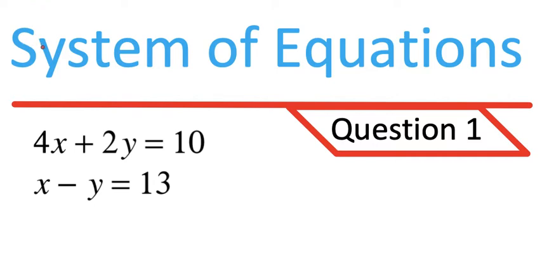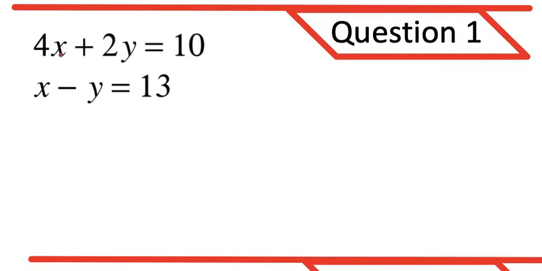In this video, we're going to be going over solving systems of equations. We're going to use substitution and the elimination method to solve some of these systems. For question 1, we have 4x plus 2y equals 10, and we have x minus y equals 13.